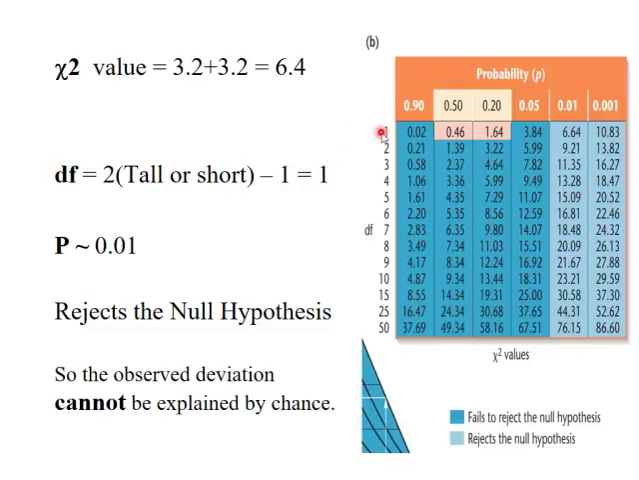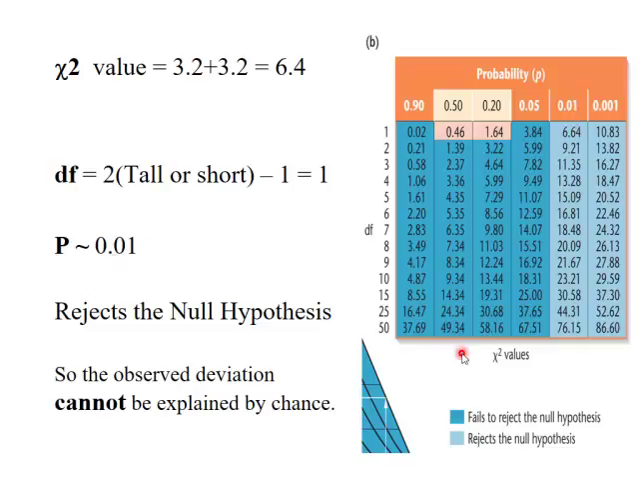So I'm going to go over to my table and look right here in this degrees of freedom 1 row. I'm going to look for the number that's closest to 6.4. Well, the closest one we have here is 6.64. That's pretty close. So we look up at our probability and we say our probability is pretty close to 0.01.